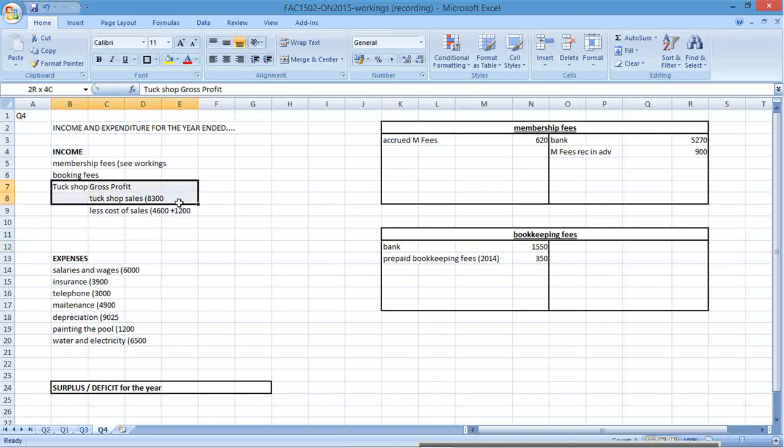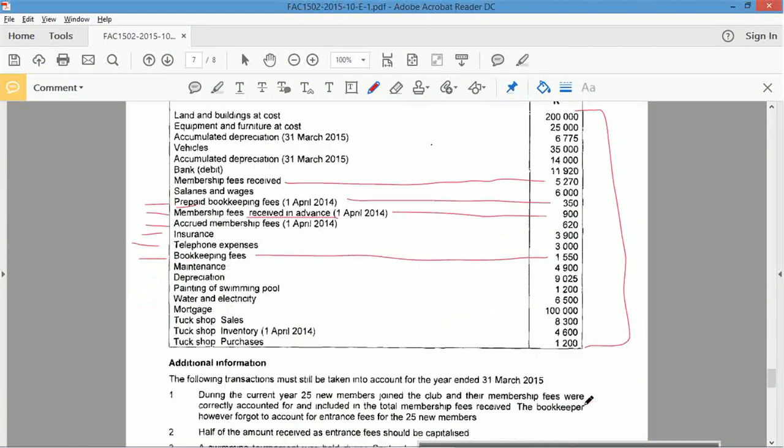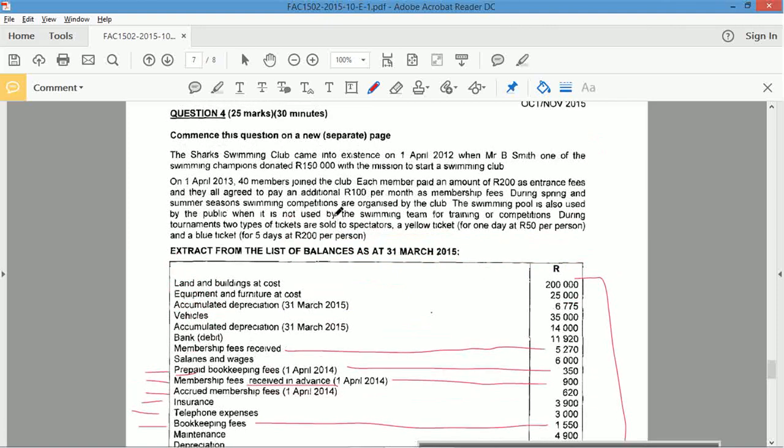I would show it as a separate working on the face. You can show it separately, doesn't matter as long as you show a working for it. Alright, so that covers all of those line items. That's the easy marks. Okay, we do need to read the first bit here.